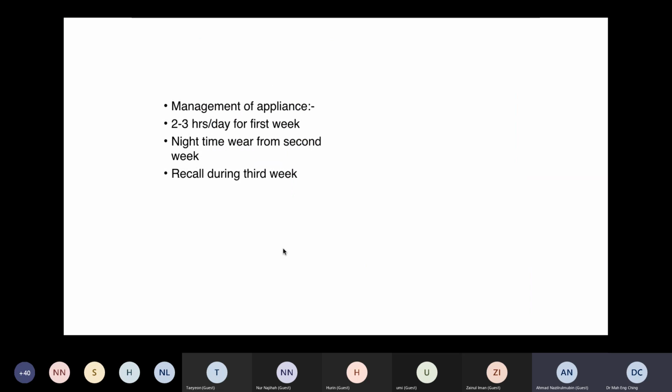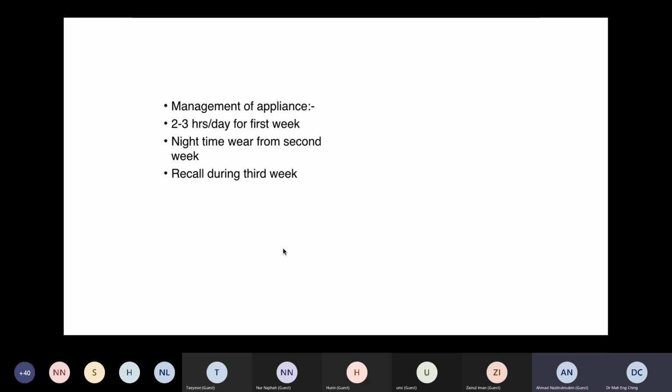So what's the management of the appliance? With myofunctional appliances, because it is difficult to get patient compliance, maybe you can start gently, asking the patient to wear it 2 to 3 hours per day for the first week, then slowly and gradually increase the hours of wearing. Then at night they wear it from the second week, then maybe full time after that. They are recalled during the third week.